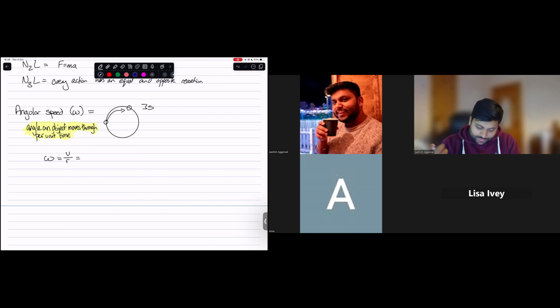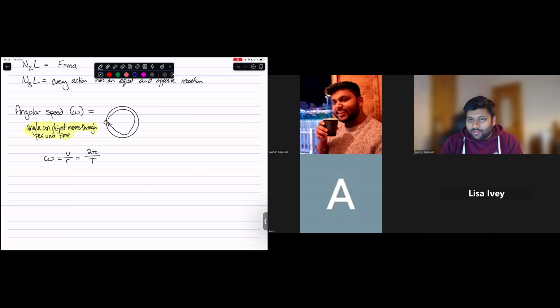Okay, good. So how many radians is one complete turn? 180. That's not radians. 2 pi? 2 pi, exactly. So if this object starts in this left position and goes all the way around, one complete turn, then it's traveled 2 pi radians. And if you measure how long it takes to do one complete revolution, that's just time.